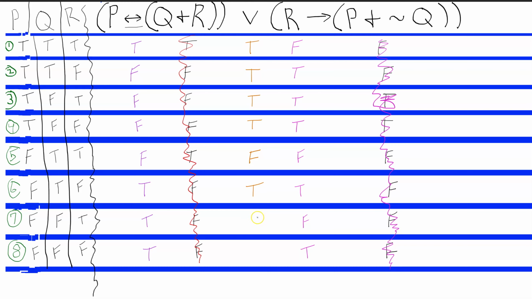Right? Okay, so I have an or statement, and I have a true and a false. What do I have? True. And again, I have the inclusive or. I have a true and a true. True.